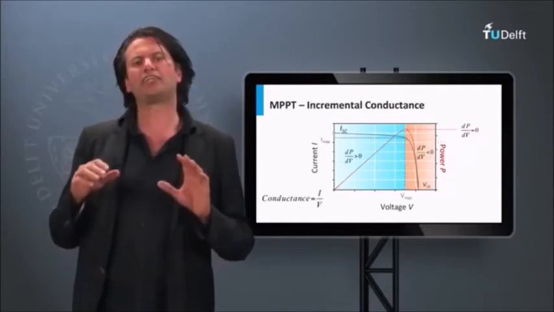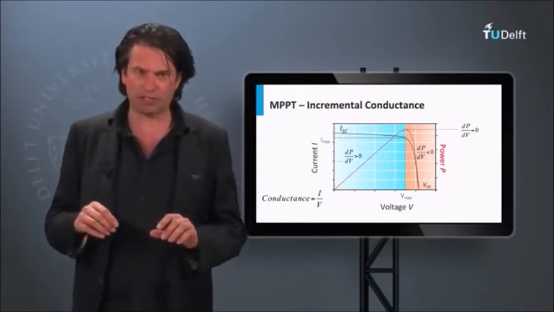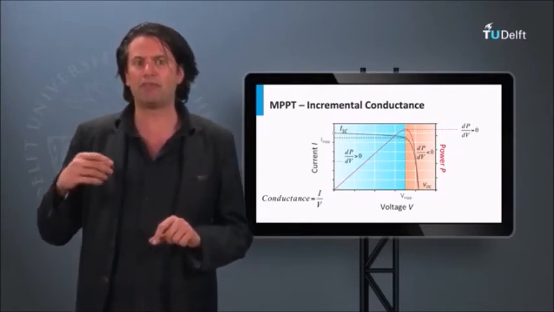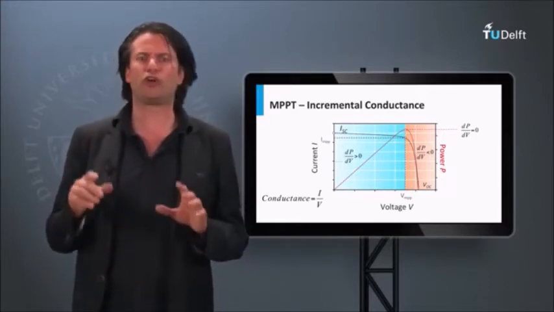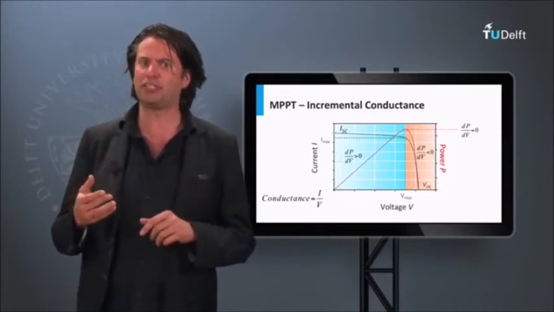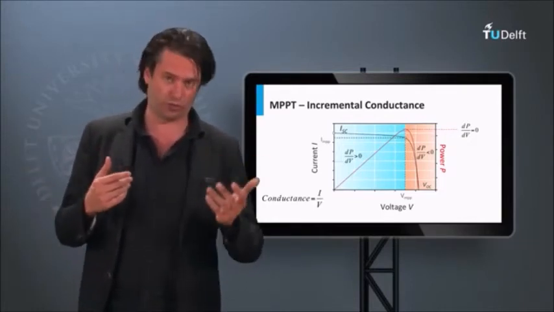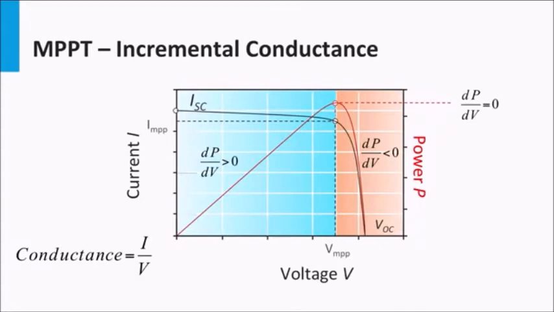Next, we look at another kind of direct maximum power tracking algorithm called the incremental conductance method. To better understand the algorithm, we shall first arrive at a relation between conductance and incremental conductance. Conductance of an electrical component is nothing but a ratio of current to voltage, or in other words, the reciprocal of resistance. We know at the maximum power point, the slope of the PV curve is 0. dP/dV is 0.